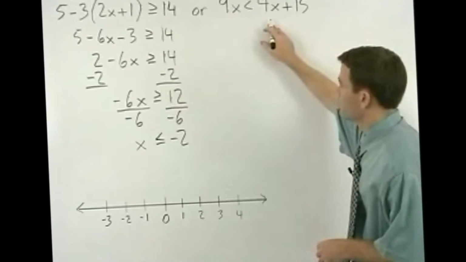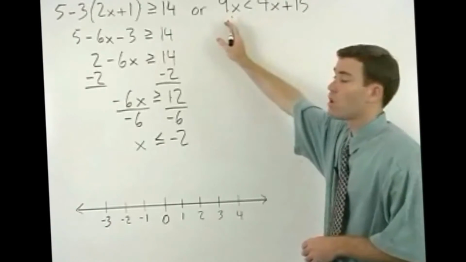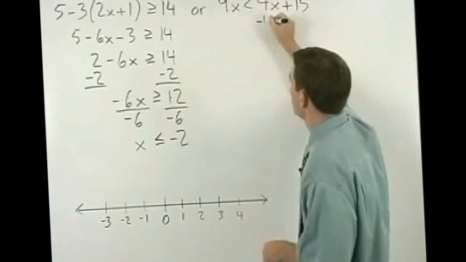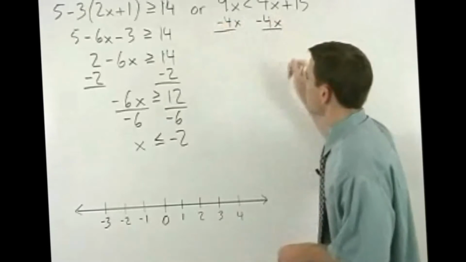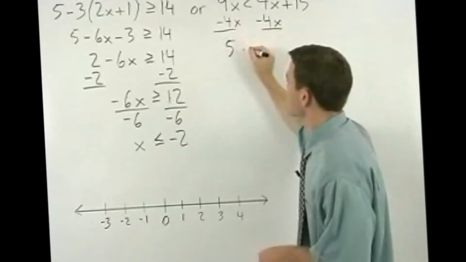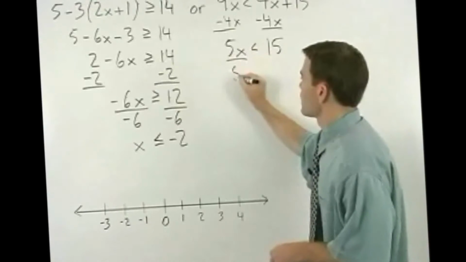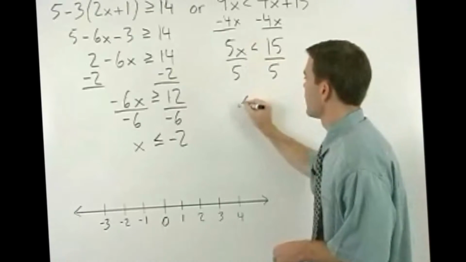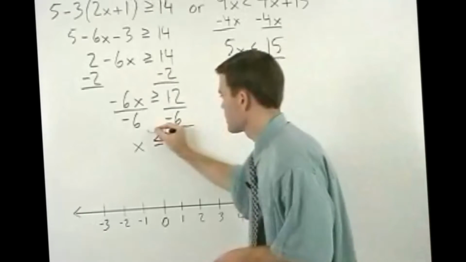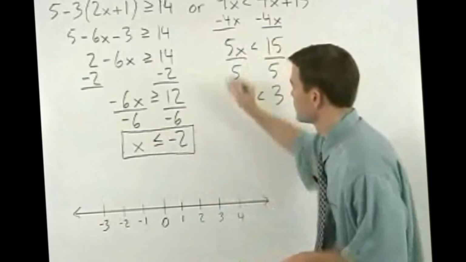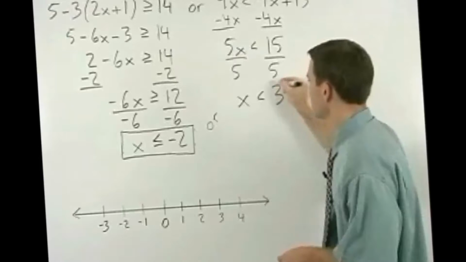Over on the right, our first step would be to combine the x terms on the left side of the inequality by subtracting 4x from both sides. That leaves us with 5x is less than 15, and we divide both sides by 5, so x is less than 3. So we have x is less than or equal to negative 2, or x is less than 3.